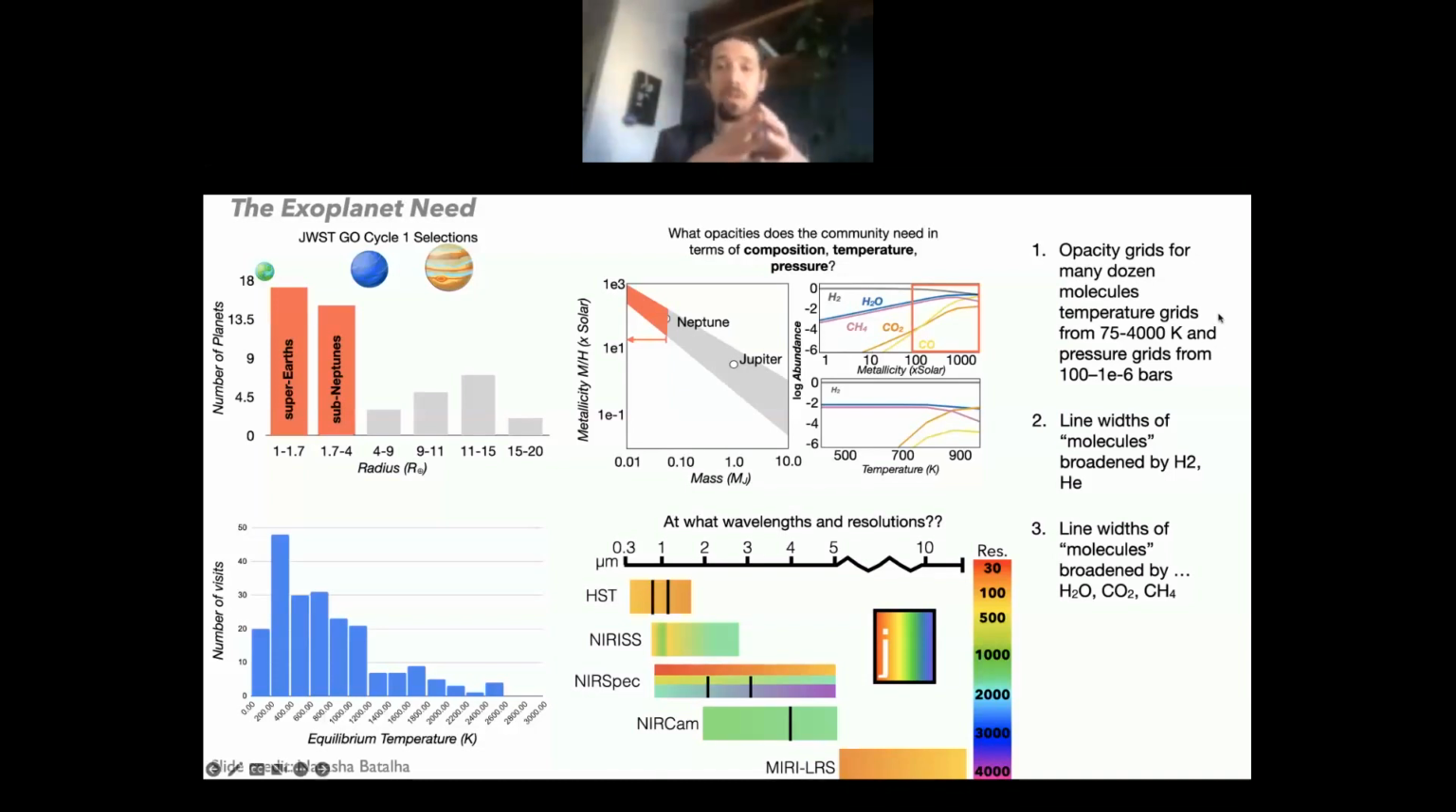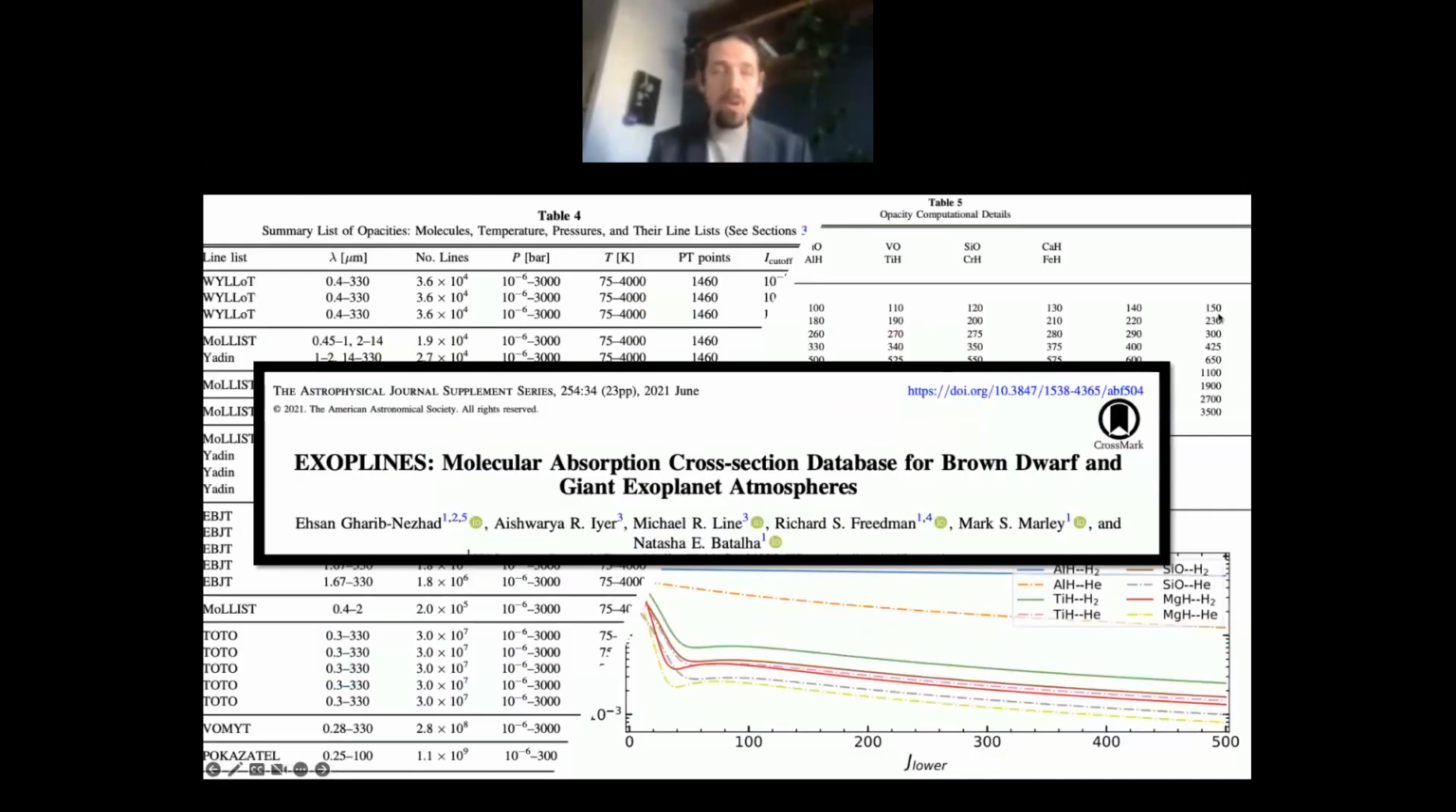So we need accurate line lists, we need broadening coefficients, and also we need to consider the resolution, as you go from HST resolution, which is R equal 50 to 30, up to James Webb resolution, and also CRIRES and other very high resolution. You need accurate line positions for these models, for these molecules.